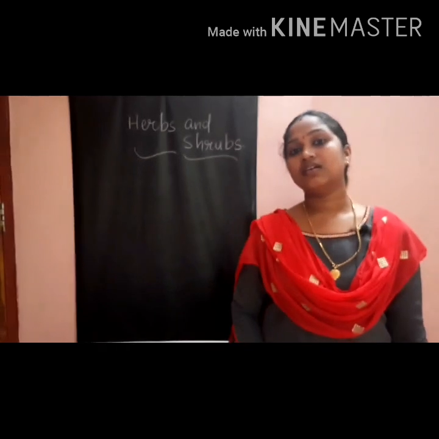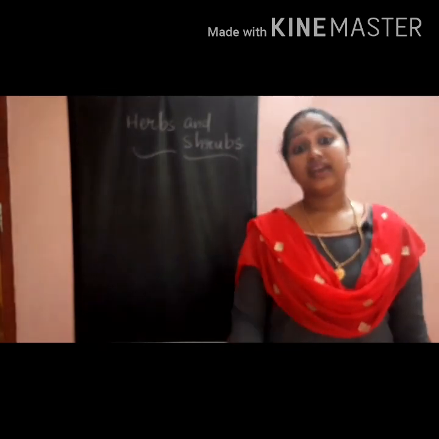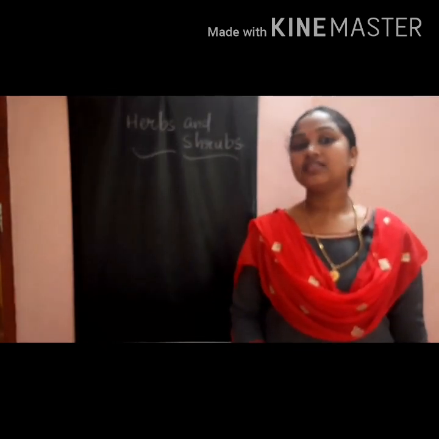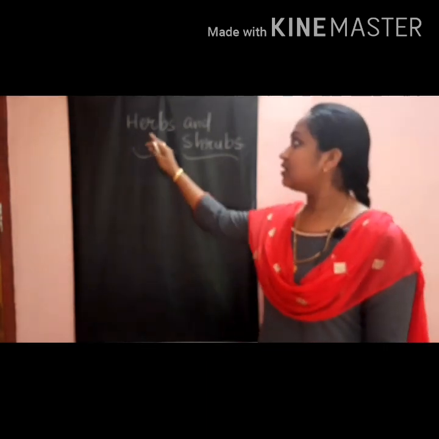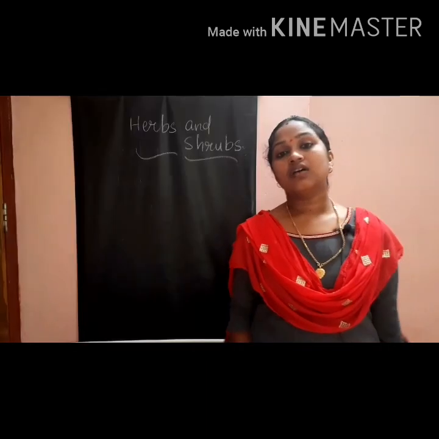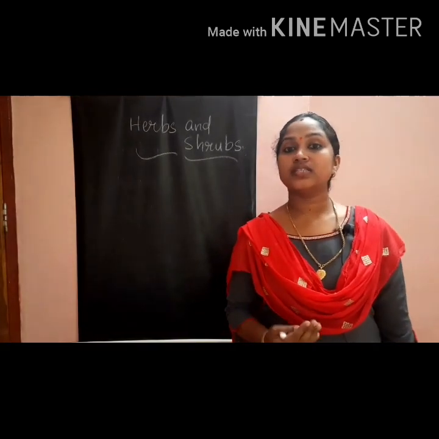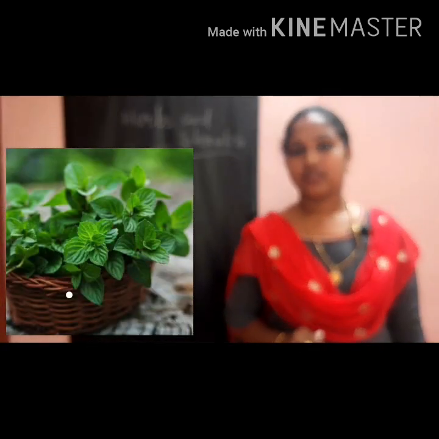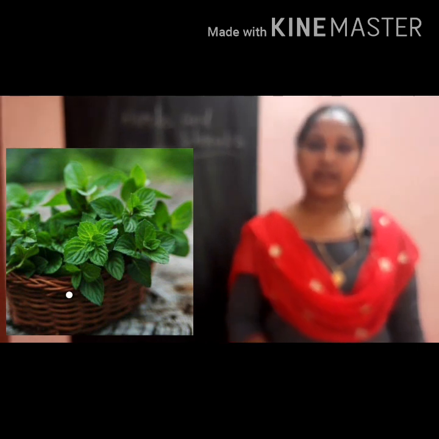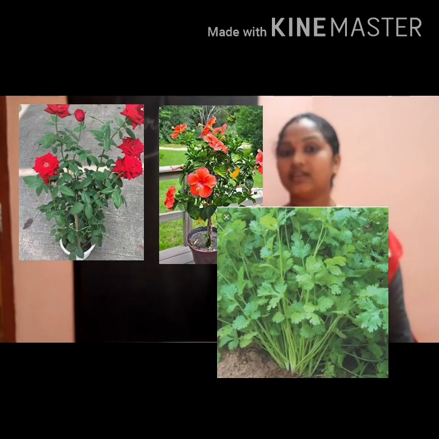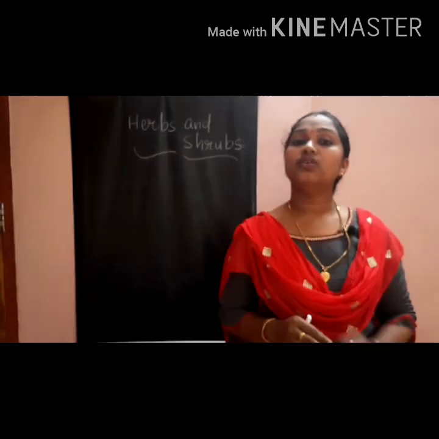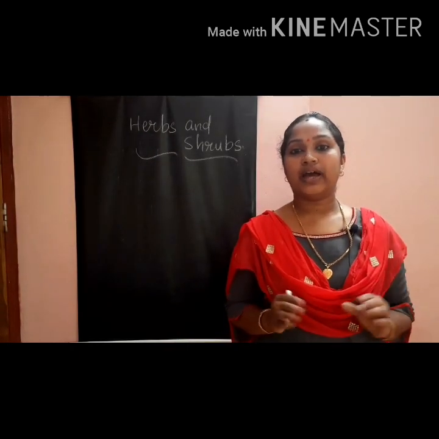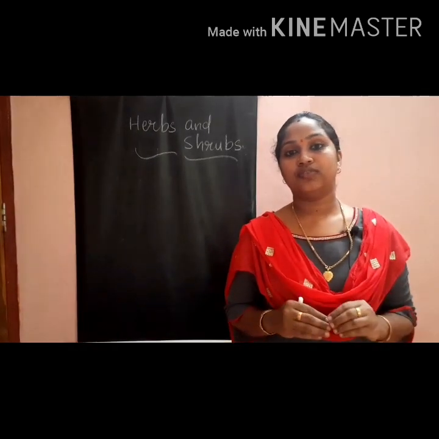We completed the first lesson and S1. Now we are again going to classify the plants on the basis of stem, as herbs and shrubs. Observe the pictures, children. You can see 4 plants. Which are they? Mint plant, rose plant, hibiscus and coriander. So now we need to sort these 4 plants on the basis of their stem.